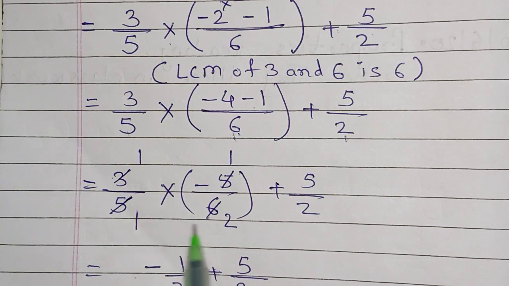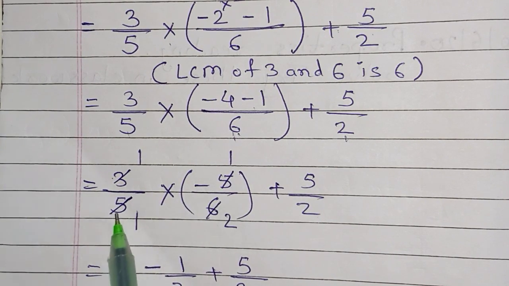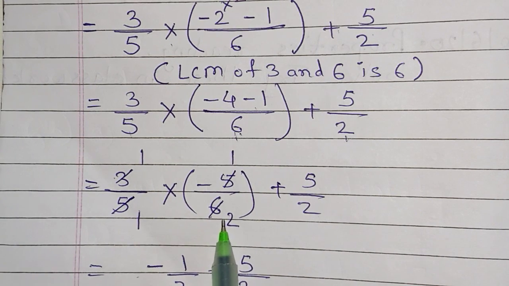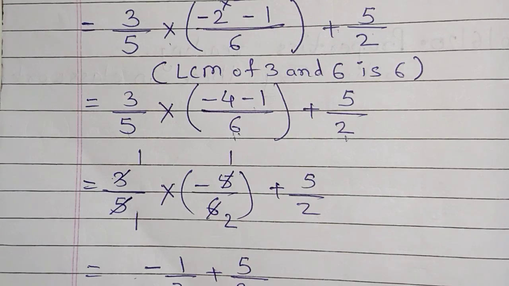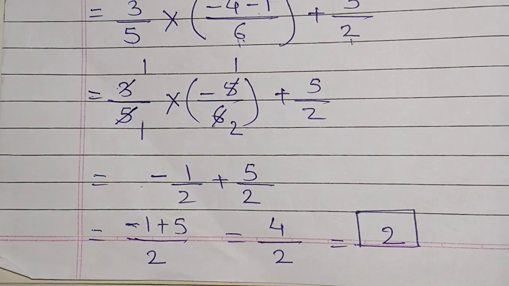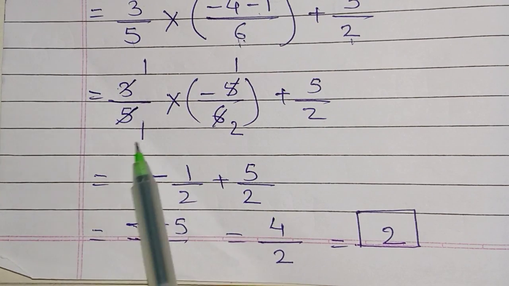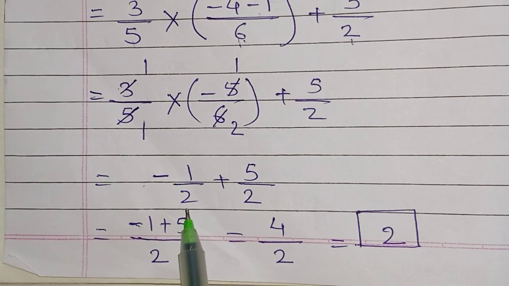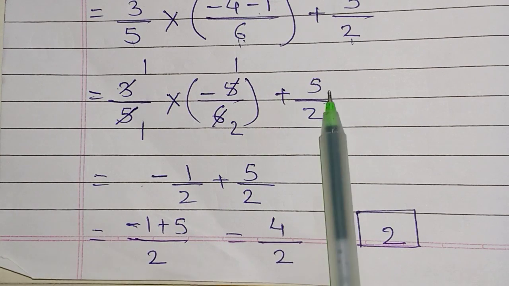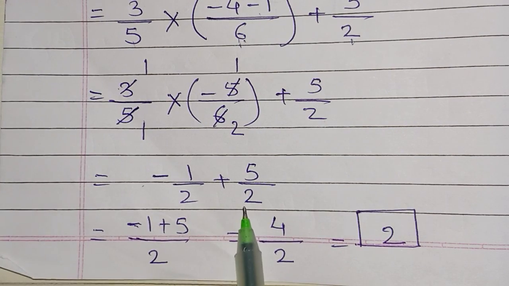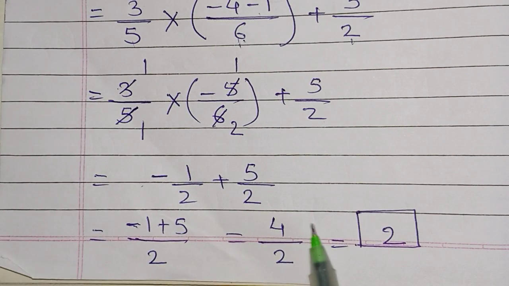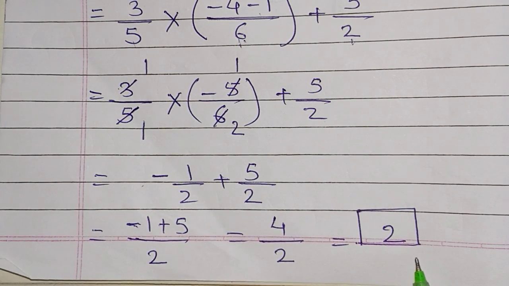So 3 1s are 3, 3 2s are 6. I am reducing them. Here 5 1s are 5, 5 1s are 5. So on top it remains 1 into 1, and in the denominator it remains 1 into 2. Plus 5 upon 2, still I am continuing. Now here minus 1 upon 2 will come. 1 into 1, 1. 1 into 2, 2. So minus 1 upon 2 will come, plus 5 upon 2. See, now the denominator is the same. So after solving this, I got the answer 4 upon 2, which is the same as 2.